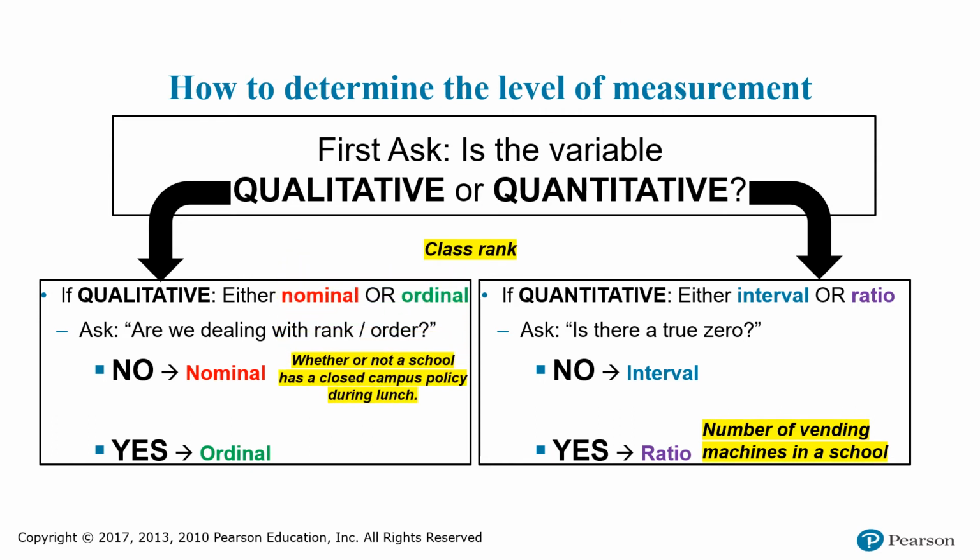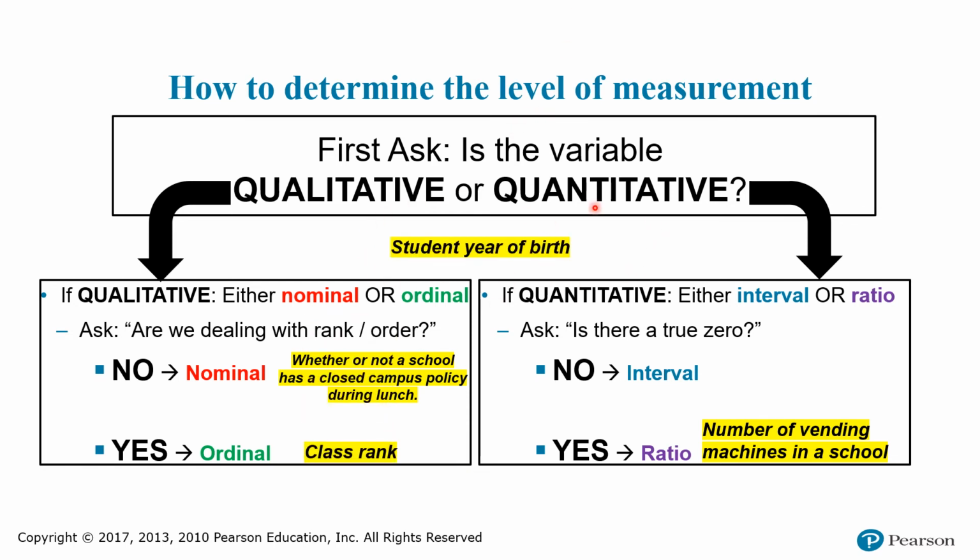Now let's think about class rank, right? Are you a freshman, sophomore, junior, or senior? Well, that's definitely not a number, so it's a qualitative variable. So I need to figure out, is this at the nominal or ordinal level? So I'm going to ask myself my second question. Are we dealing with rank and order? Well, it's right in the name, class rank, right? There's a hierarchy there, which means we're at the ordinal level of measurement.